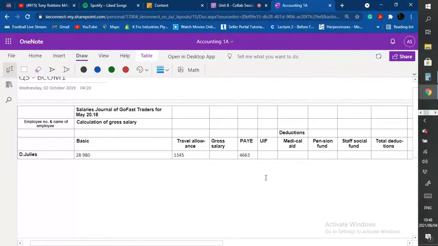Then it goes on to say he pays 2,300 per month towards his medical aid, WMC medical aid. So where's medical aid? Here it is. And we plug that in. How much was it again? 2,300 a month. And 3,280 towards his future pension fund. So pension fund, where are you? There you are.